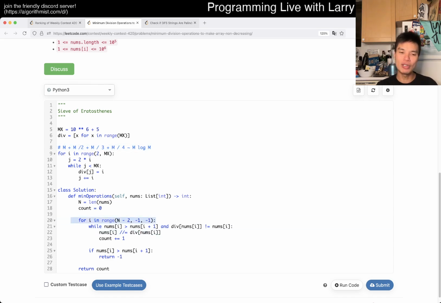So this is going to be O of n times log m in that sense, and that's how you analyze this part. And that's all I have for this one. Let me know what you think.